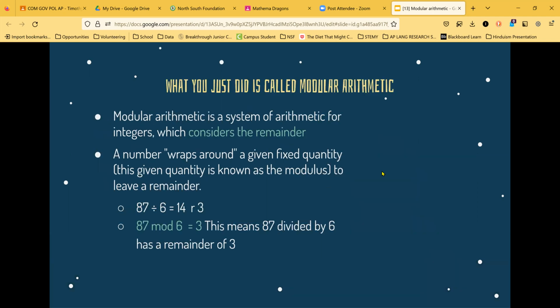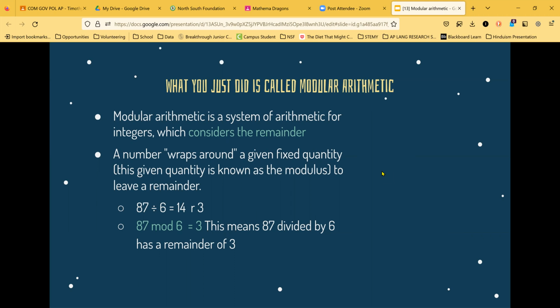So what you just did is modular arithmetic. Modular arithmetic is a system for integers where we consider the remainder rather than the actual number that we get in division, right? So a number wraps around a given fixed quantity, which is known as the modulus, to leave a remainder.